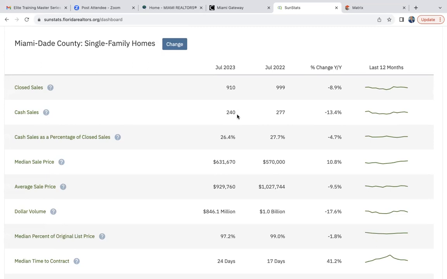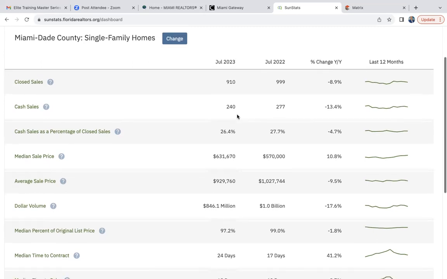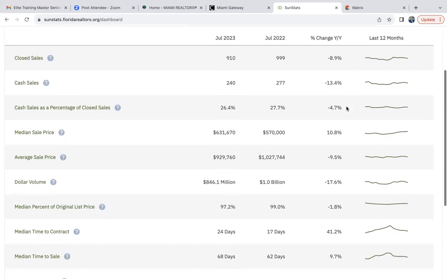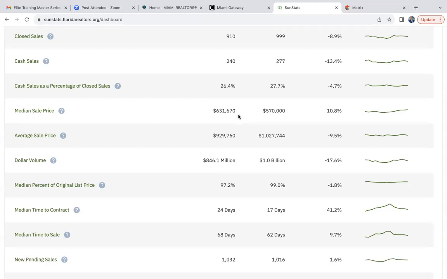Number of cash sales in Miami-Dade County, 240 cash sales. That's a 13.4% decrease. Number of cash sales as a percentage of the closed sales: 26.4% of closings were cash. That's also a decrease of 4.7%. The median sales price is $631,000. That is up 10.8% from the previous year.